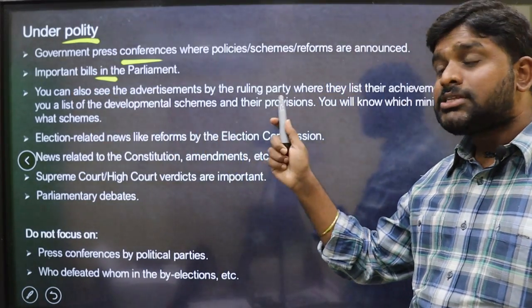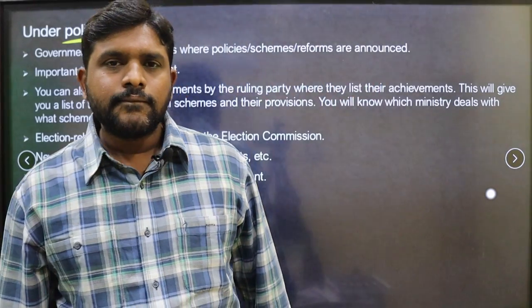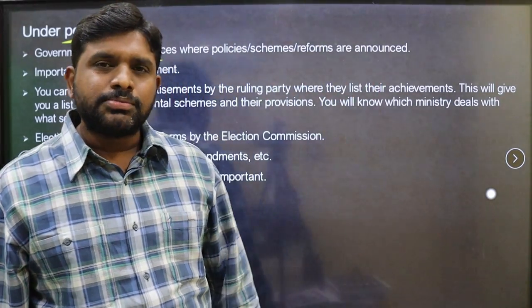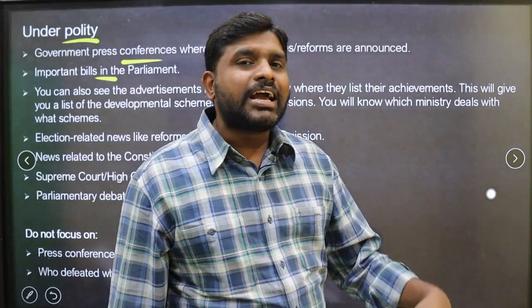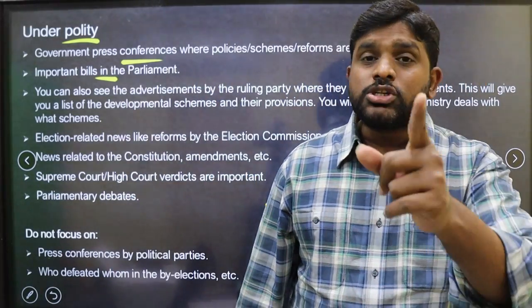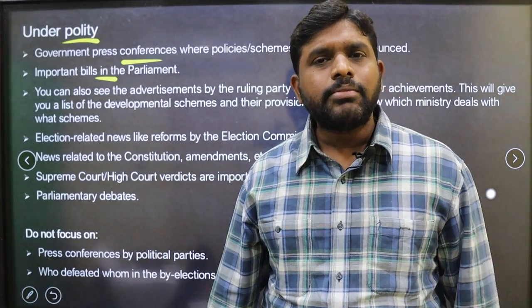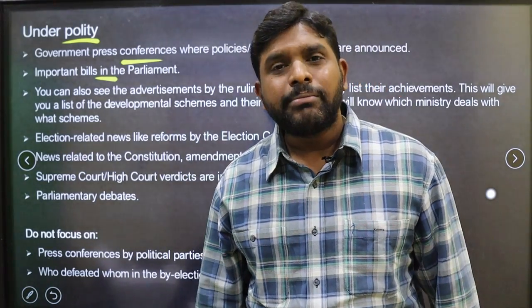You can also see the advertisements by the ruling party. Some advertisements will be Atmanirbhar advertisements, various new schemes advertisements. What are the steps taken by the government in order to contain COVID-19? All of those you have to read. Why? Because it's the ruling party. It is the government. Ruling party means the government, the council of ministers headed by the prime minister.